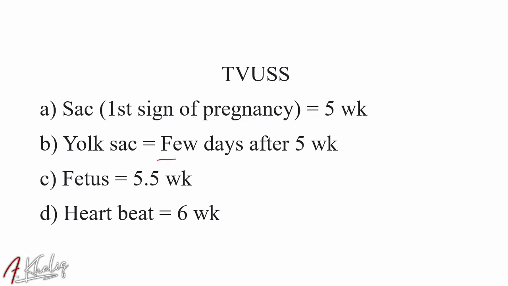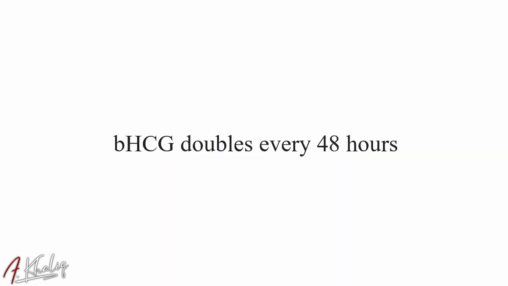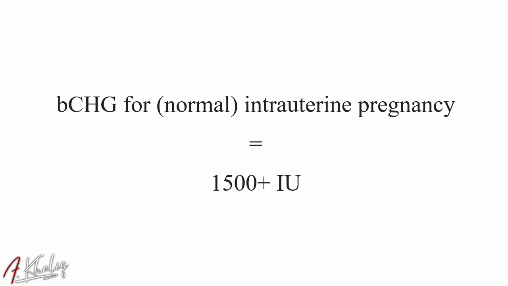A few days after 5 weeks, you're going to see the yolk sac. At 5.5 weeks, you'll see the fetus, and at 6 weeks, you're going to see the heart beating inside the sac. Beta HCG doubles every 48 hours, and the beta HCG for a normal pregnancy, which is just the intrauterine pregnancy, is more than 1500 units.